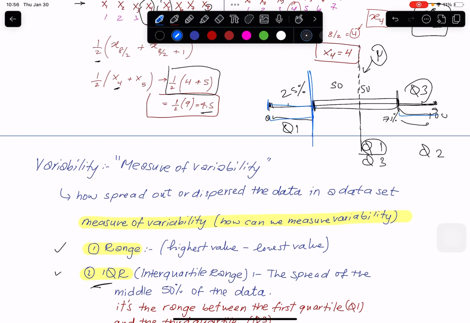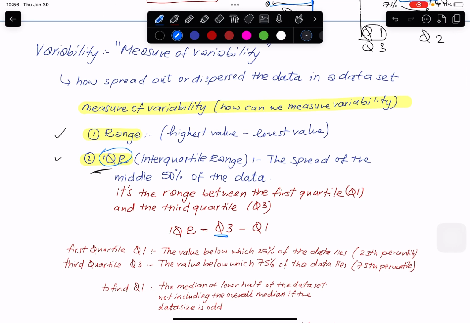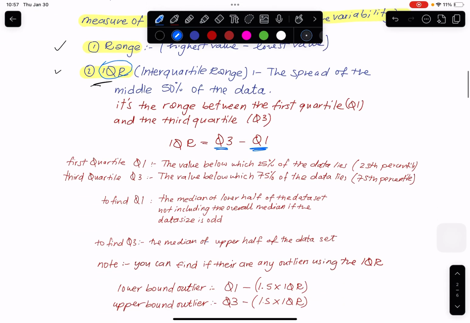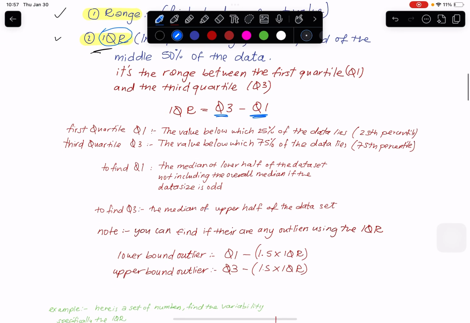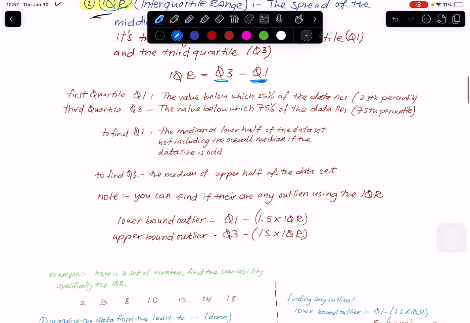We need to know what the IQR is. So the IQR basically is the difference between the 75% and the 25%, which is quartile 3 minus quartile 1. Why? Because it gives you the IQR. This is the IQR. Okay, so for example, if they gave you a question, let's continue this explanation. Yeah, I'll explain this later.